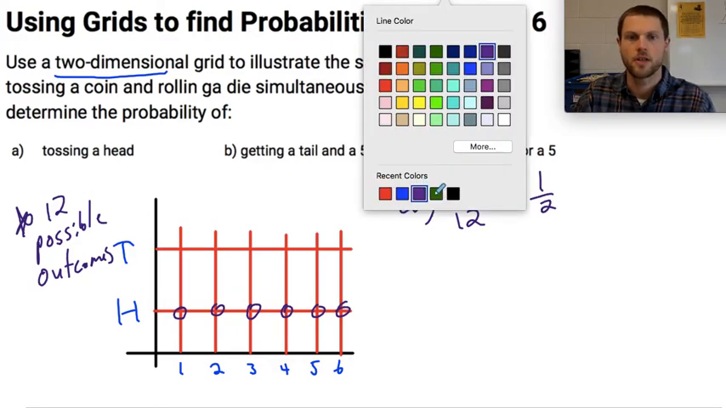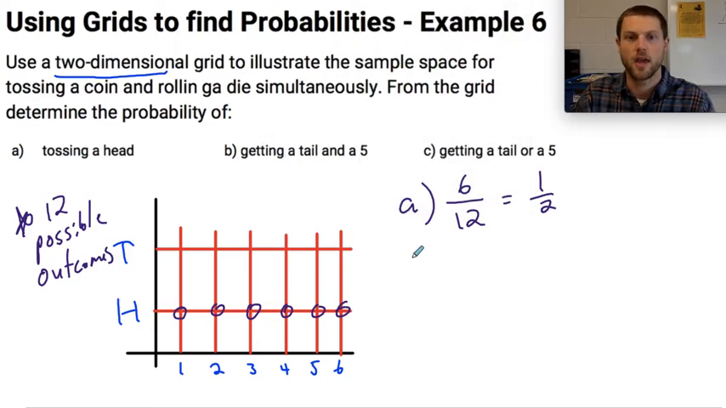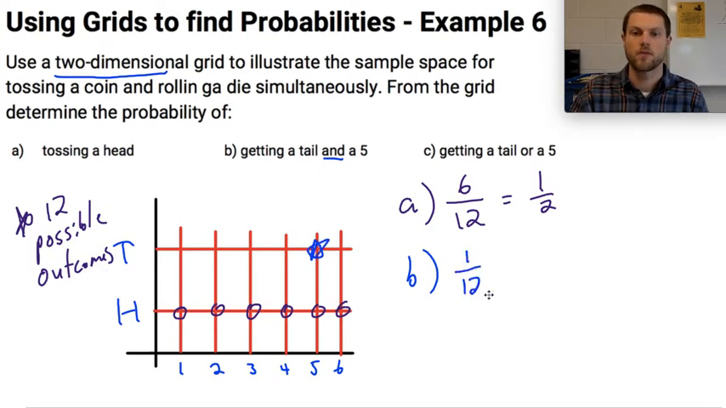Let's do the next one in blue. And I want to find the probability of getting a tail and a 5. So I want to look for getting a tail, flipping a tail. That's all of these nodes here. But I want to also get a 5. So it's not an either or, this is an and. That means that both of these things have to happen. So I'm looking for a tail and a 5. The only time that happens is right here. So this is going to be a probability of 1 out of 12.